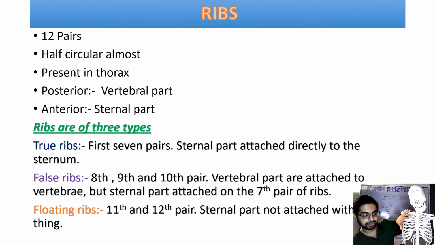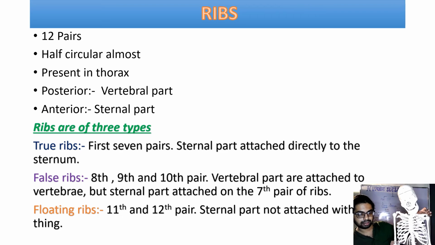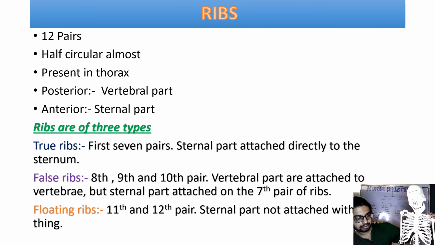The 8th, 9th and 10th pairs are known as the false ribs because the vertebral parts are attached to the vertebra, but the sternal part is attached to the 7th pair of ribs. You see these 8, 9 and 10 ribs are not attached directly with the sternum. Instead it is fused with the 7th pair of ribs, so it is called false ribs.